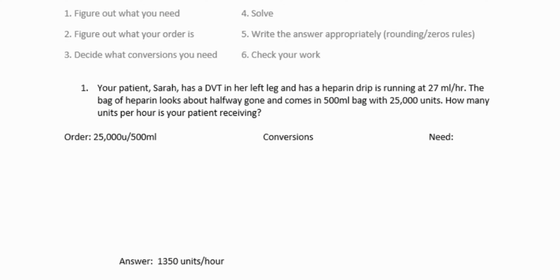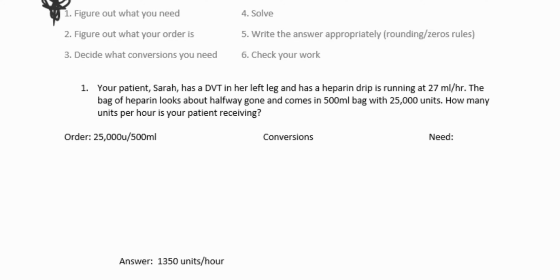All right, let's talk about heparin, and let's go through some heparin calculations so you can feel super confident when these pop up on your dose calc exams. So we're going to run through our 6 steps that we do for every dose calc problem, and then we will solve these problems. Let's start with number 1.